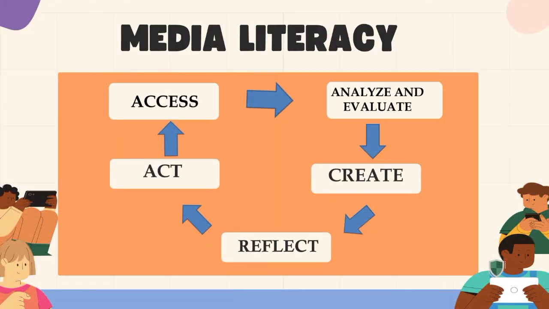So in media literacy, there are five processes in being a media literate person. First, you have to access. You have to access the media, the type of media that you want to access. Next, we have to analyze and evaluate the media, whether it is correct or if it is biased or not. Then you have to create. And after creating, you have to reflect on what you create. Then after reflecting, you have to act. You have to do what you have reflected on. Then after acting, you access again. So it is a cycle process.